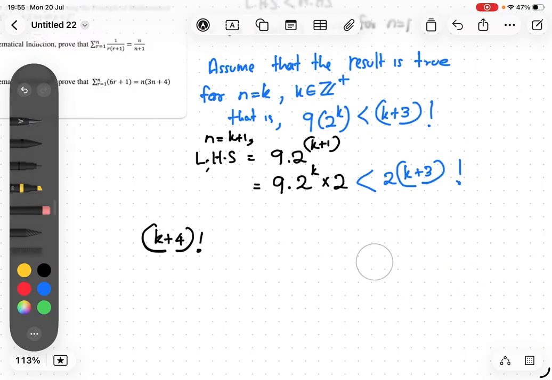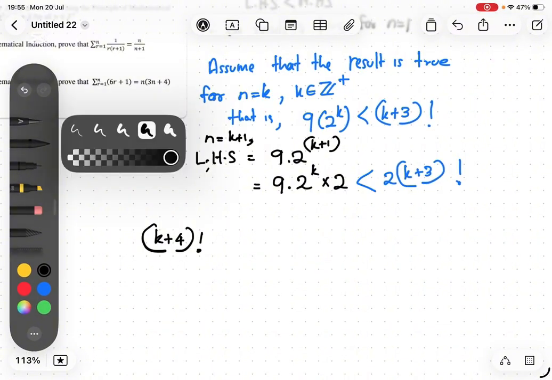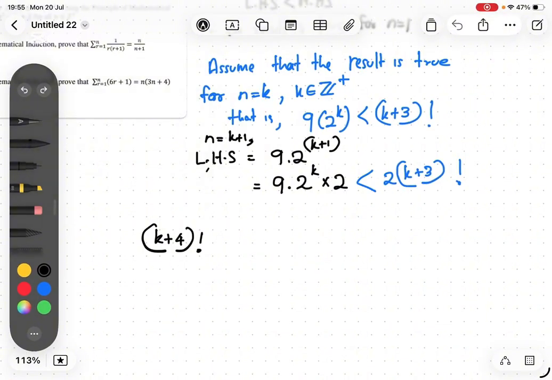Now the right hand side has k plus 3. Is there any way to write k plus 4 factorial in terms of k plus 3 factorial? Yes. How? K plus 4 times k plus 3 factorial. You know that, right? Like we can write 5 factorial as 5 times 4 factorial. Same case. Clear?